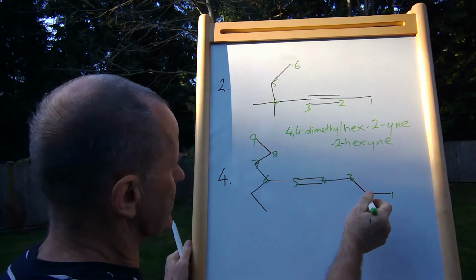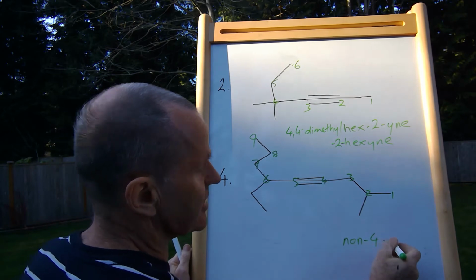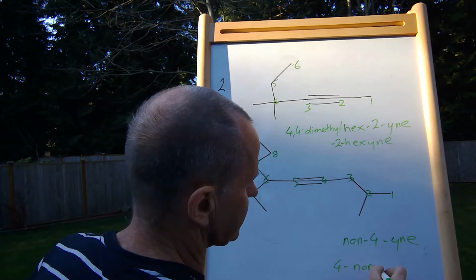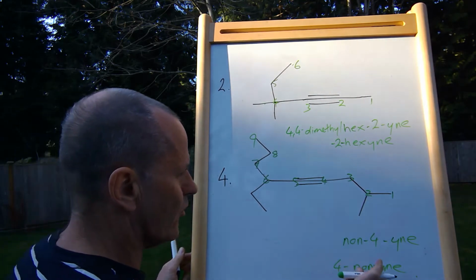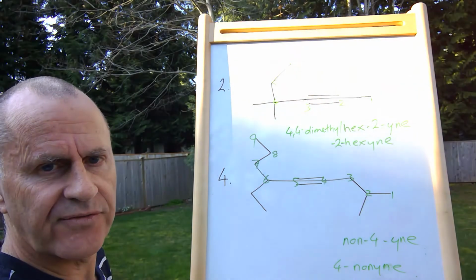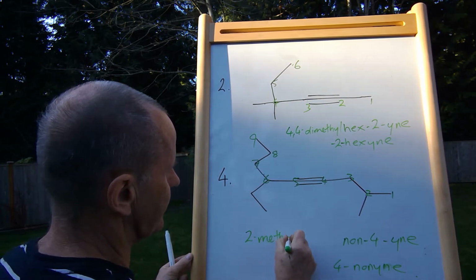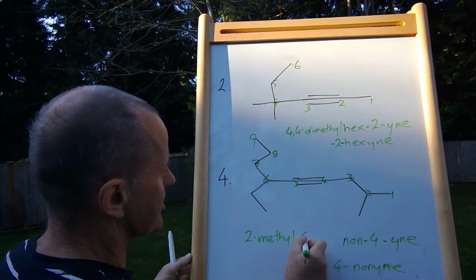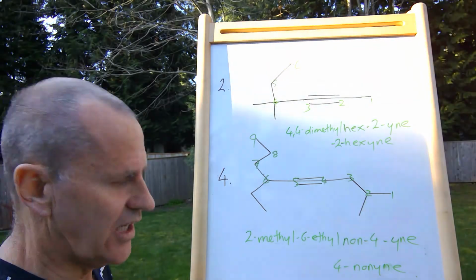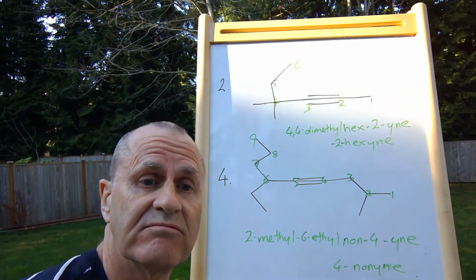Let's have a look. It is 9, so it's nonyne, and it's the smaller number here on either end of the triple bond, non-4-yne, or in the other kind of nomenclature, 4-nonyne. And then we have to put the functional groups in, the alkyl groups, and we've got a methyl group attached to 2, so 2-methyl, and we've got an ethyl group attached to the 6th carbon, so 6-ethyl. 2-methyl, 6-ethyl, non-4-yne. A hideously complex looking molecule and a hideously complex name, but there we go.